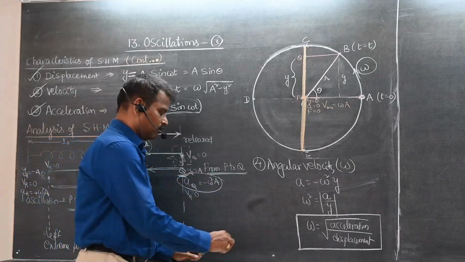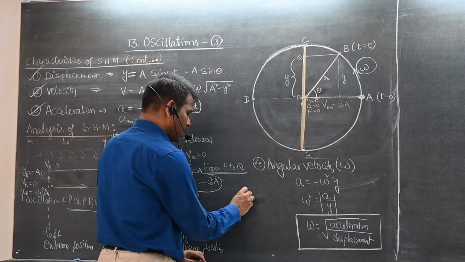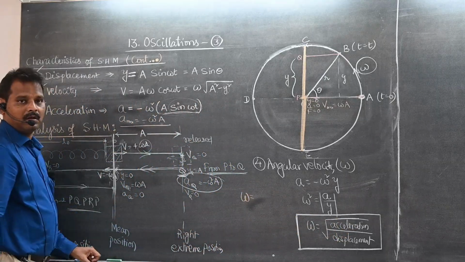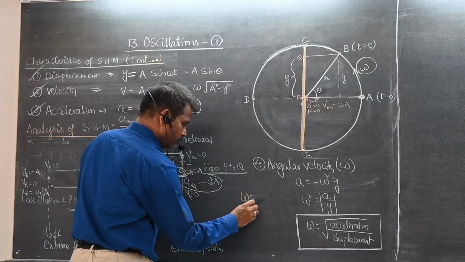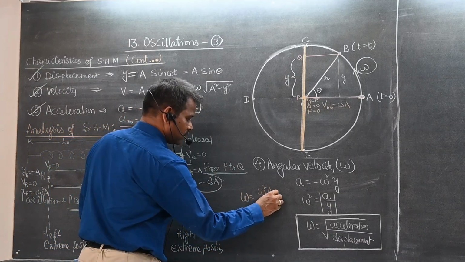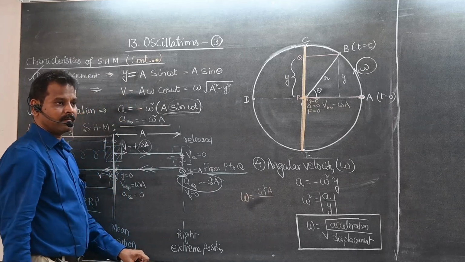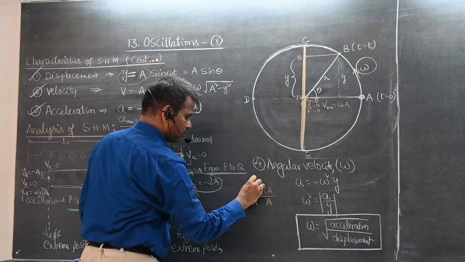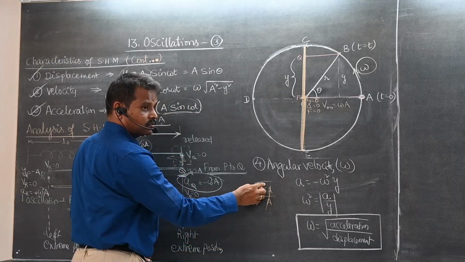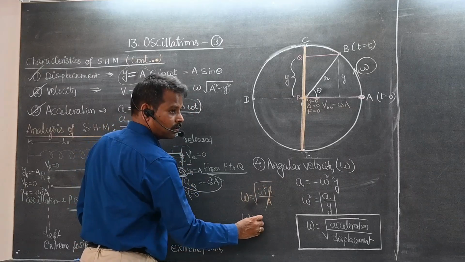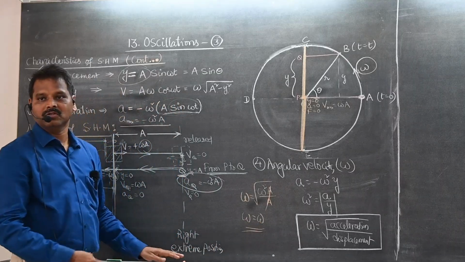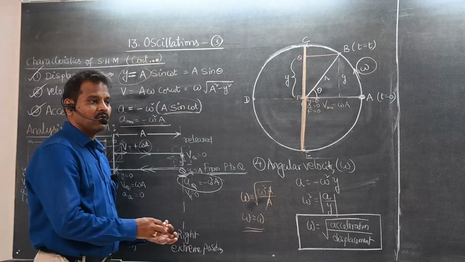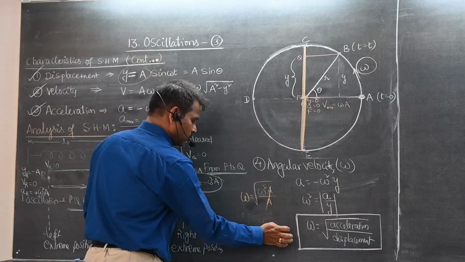For example, students, what is the maximum acceleration? Omega square a. What is the maximum displacement? A. Cancel the a, and we get omega square. Under the root, omega is equal to omega. By look, it is very simple. But generally, the question will be given like this.